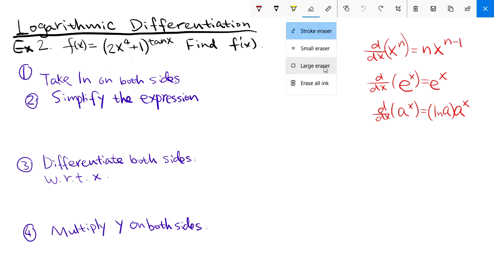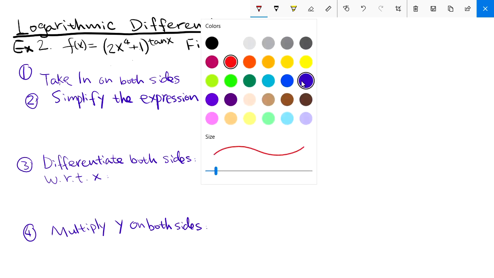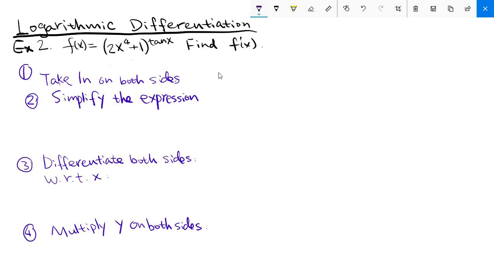First of all, let me erase these formulas here. We don't need them anymore, right? You just need to know we are not going to use those formulas. So there are the basic 4 steps for logarithmic differentiation that I still wrote down for you. Now the first step is to take ln on both sides, right? Because we need that log.